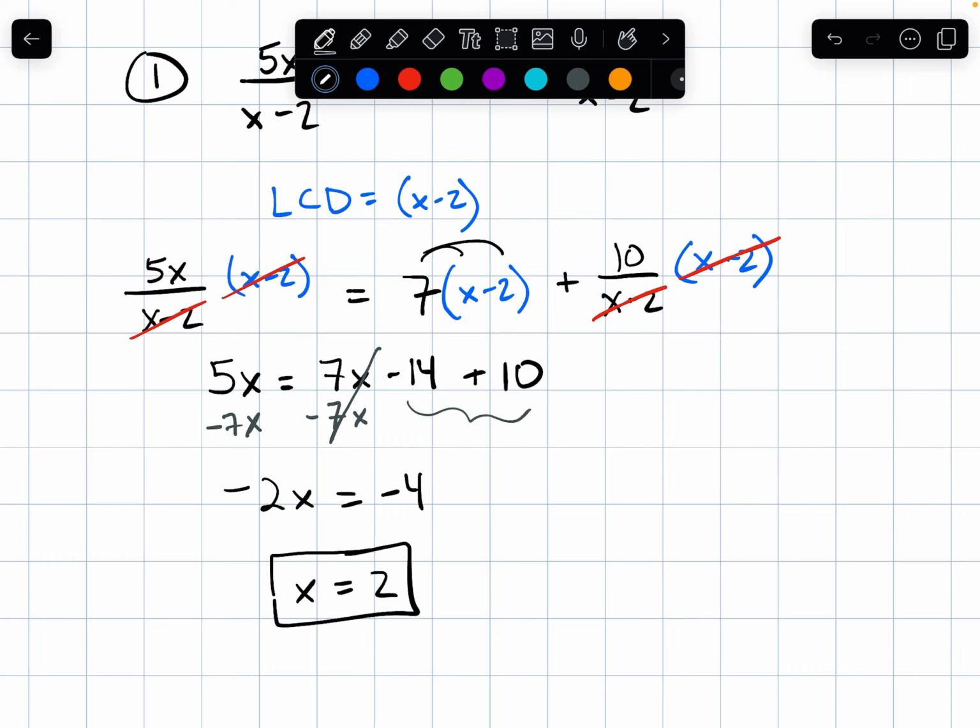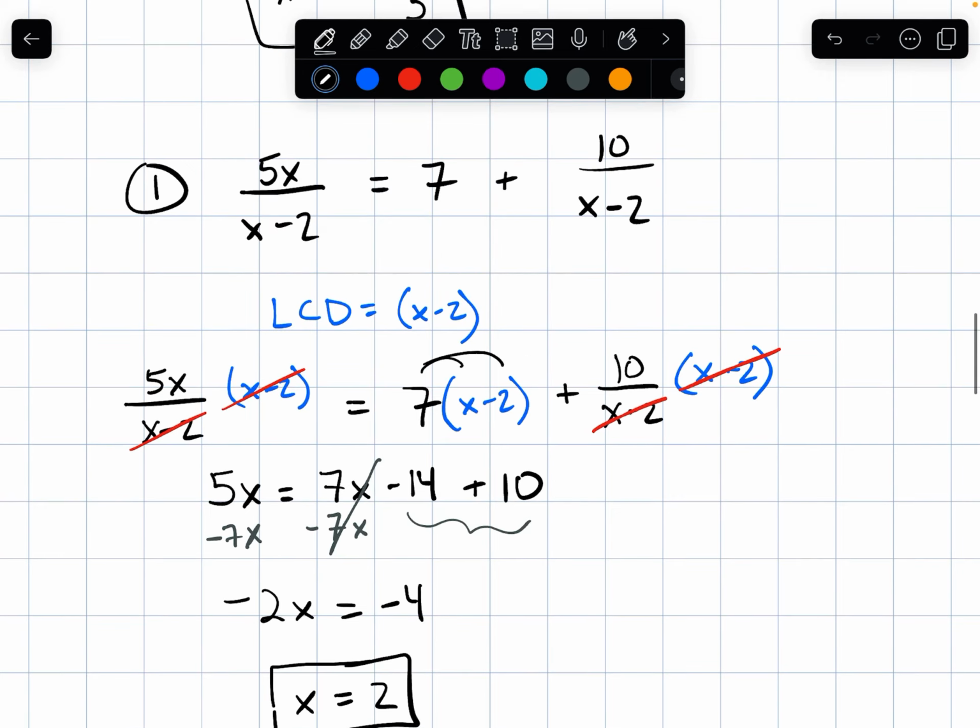And we should make sure we double check this answer to make sure it works. So if we plug in that 2, I can see I'm going to have an issue, right? If I look at this first fraction here, we get 5 times 2 over 2 minus 2, but we are definitely going to have a problem here, right?